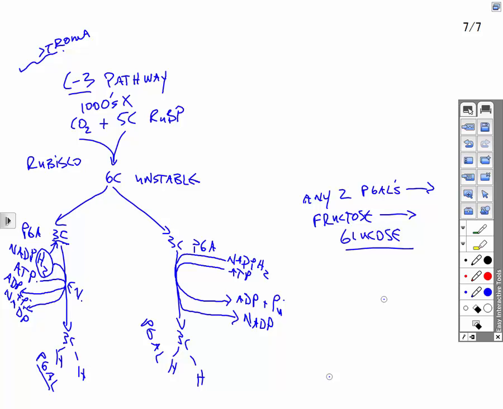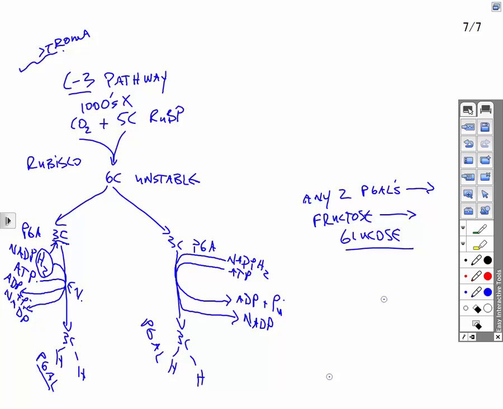End of story. You know, you're like, oh, it's kind of anticlimactic. We're going to make sure this is the end of the process. Wow, this ought to be super. And it's like, well, so what? Any 2 PGALs.